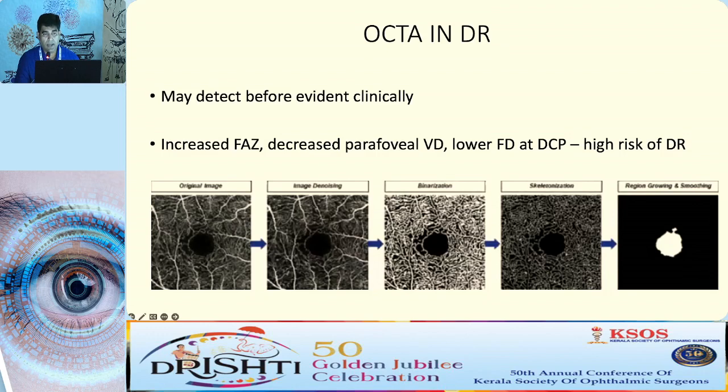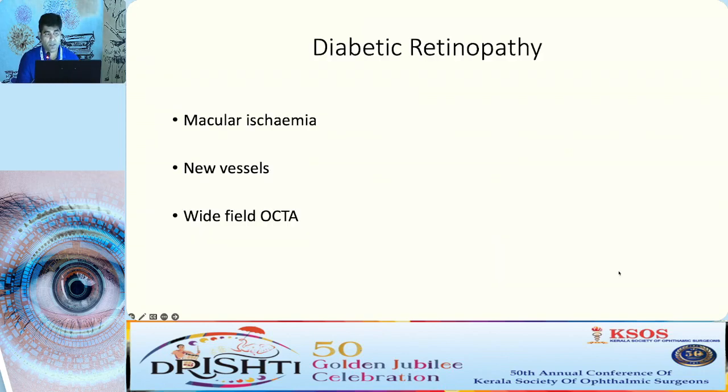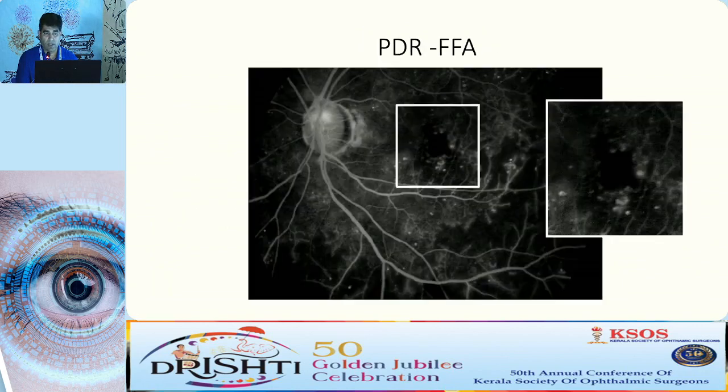Now, OCT in diabetic retinopathy is helpful because changes might be seen even before we can see them clinically. For example, the increased foveal avascular zone, decreased parafoveal vascular density, and the lower foveal density at the deep capillary plexus indicate high risk of diabetic retinopathy. So in diabetic retinopathy, we look for macular ischemia as well as neovascularization.